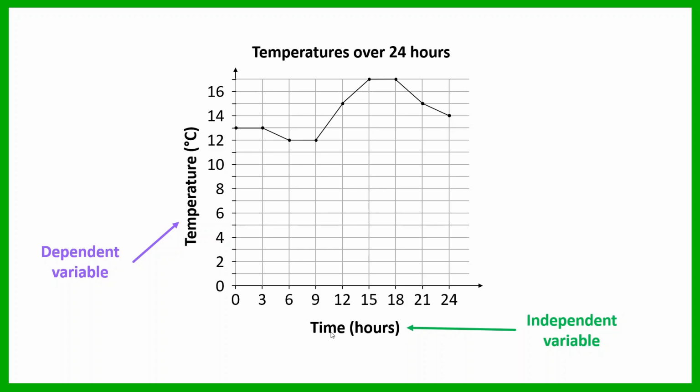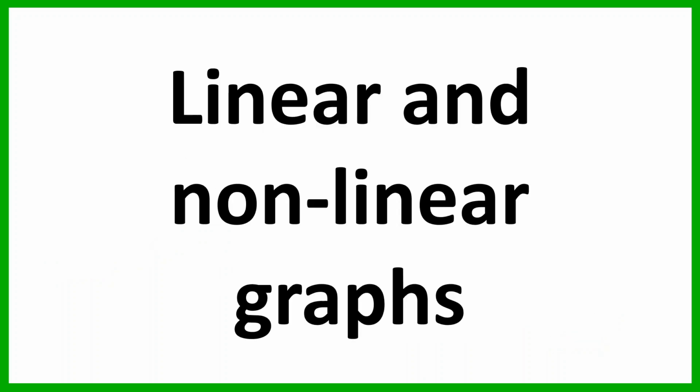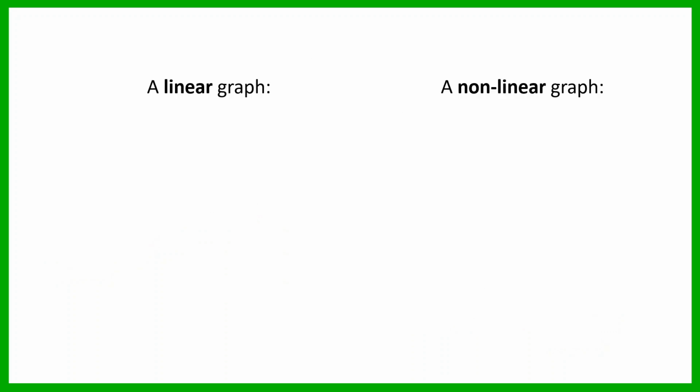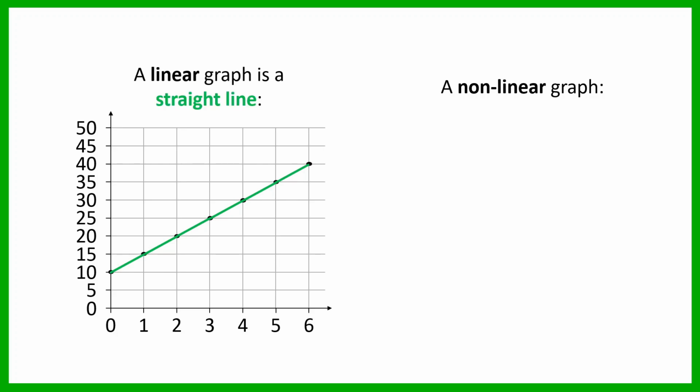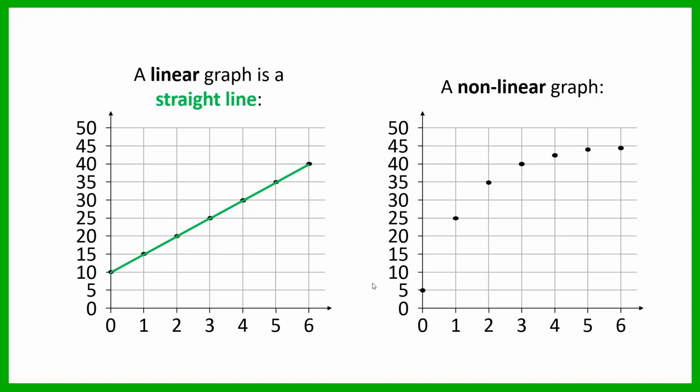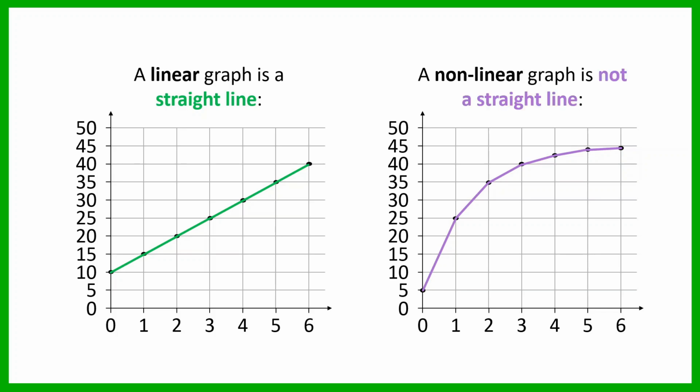Okay, then we get two different types of graphs. We have linear graphs and non-linear graphs. If we look at a linear graph, here's an example over here. If I join up the points in a linear graph, you'll find that they form a straight line. So a linear graph is a straight line. Here's an example of a non-linear graph. If I join up the points over here, you'll find that it doesn't form a straight line. So a non-linear graph is not a straight line.